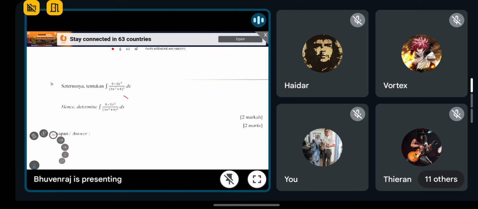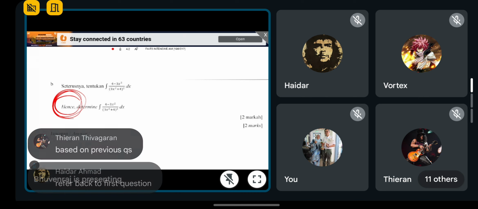Okay, so this one now, guys, Haida, I think this is what you are mentioning. How do we do integration for this? Because this actually not in the syllabus. Okay, if you realize, look at the keyword in the question, hence. Hence mean what, guys? In admaths, bila kamu nampak perkataan seterusnya, what must you do? This is a keyword over here. Hence mean what? Very good. Use the value of previous question.